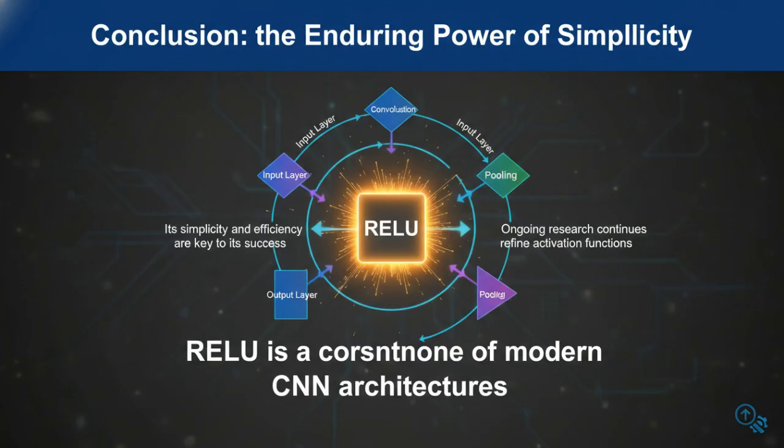In conclusion, the Rectified Linear Unit, or ReLU, exemplifies the enduring power of simplicity in technological innovation. What started as a straightforward mathematical function has become a cornerstone of modern convolutional neural networks, fundamentally altering how we train and deploy deep learning models. By resolving the vanishing gradient problem and offering computational efficiency, ReLU has paved the way for the development of much deeper and more powerful networks.